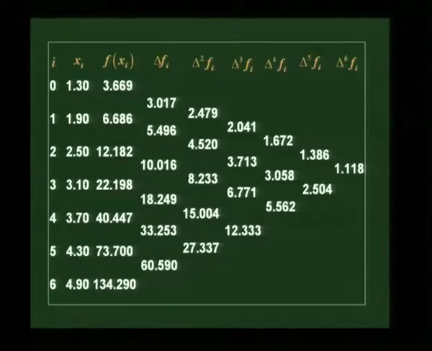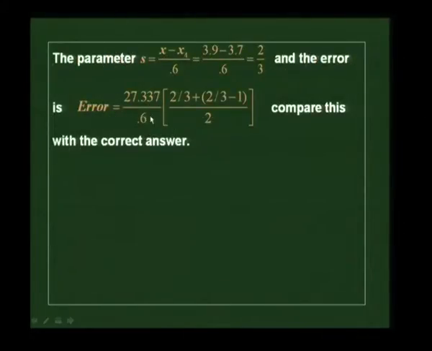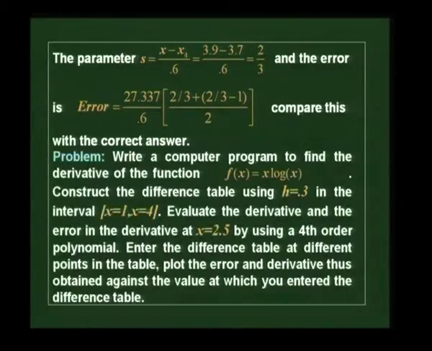Okay, and write the error in this particular example case as 27.337 by 0.6, that is 1 over h, into s is 2 by 3. So 2 by 3 plus 2 by 3 minus 1 by 2, that is s plus s minus 1 by 2. Okay, so we can compare. So now this will actually give you something of the order 6.5. So we are very close to what the error we expected to give.